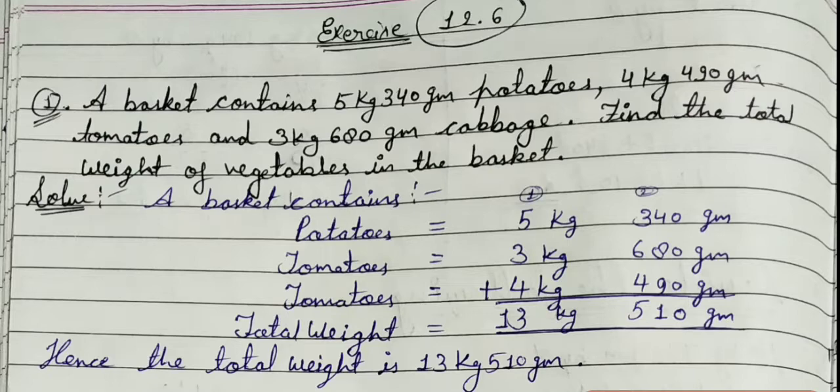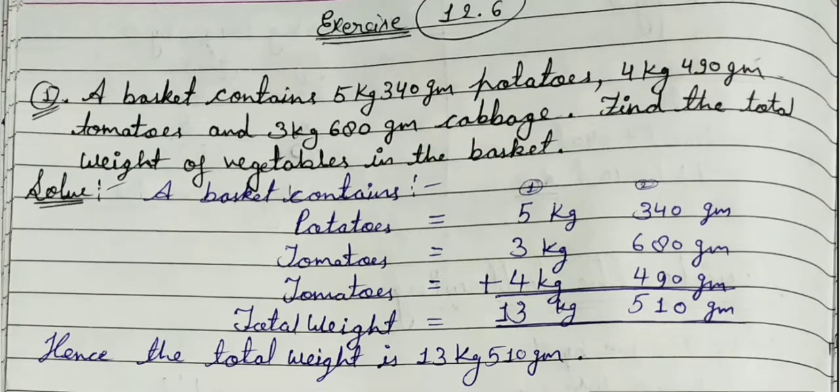So the question is written here. First I will read and then I will explain. A basket contains 5 kilogram 340 gram potatoes, 4 kilogram 490 gram tomatoes and 3 kilogram 680 gram cabbage. It means that the basket has three things: potatoes, tomatoes and cabbage.